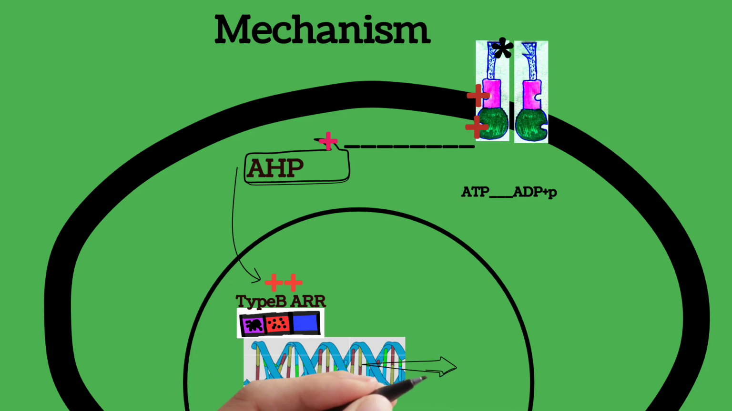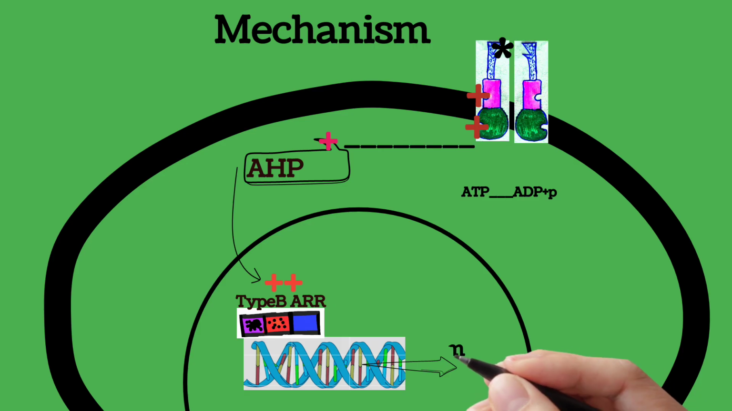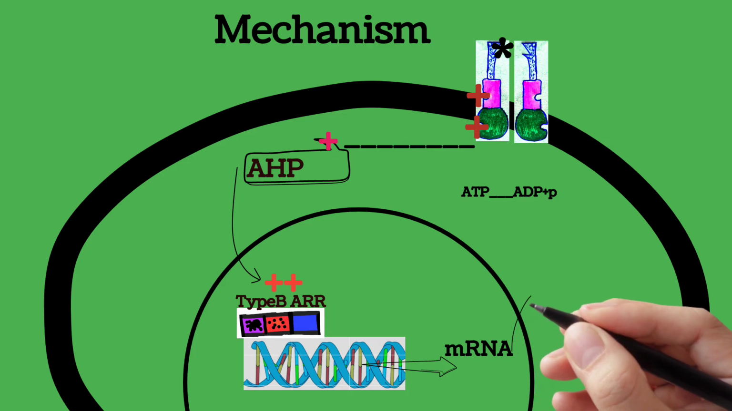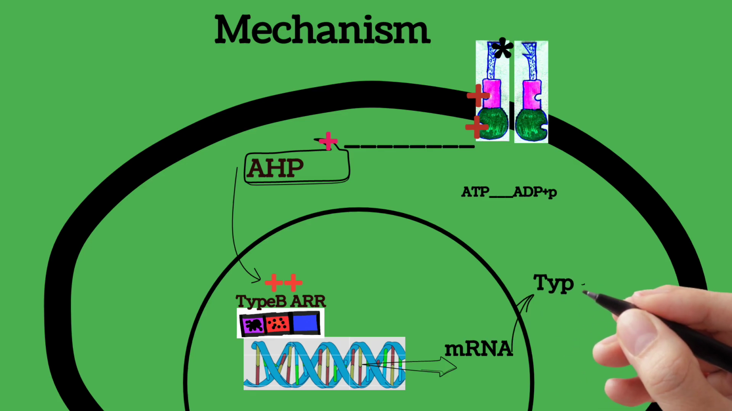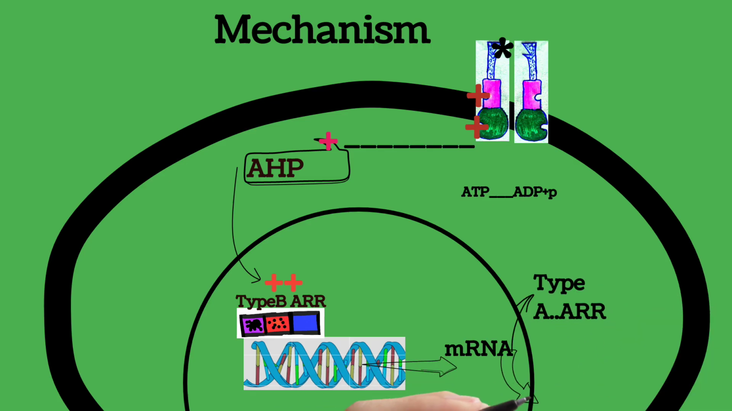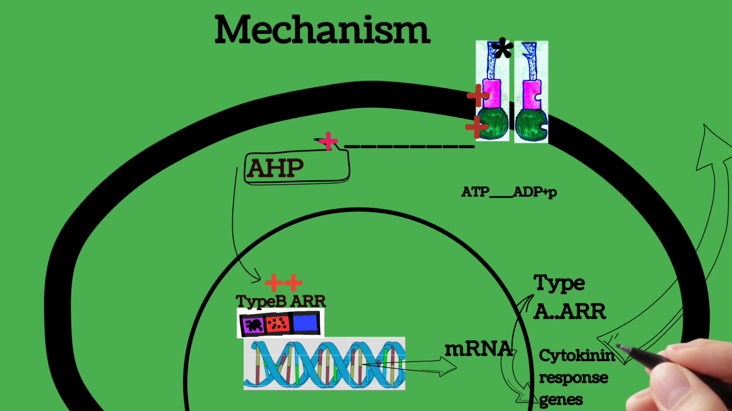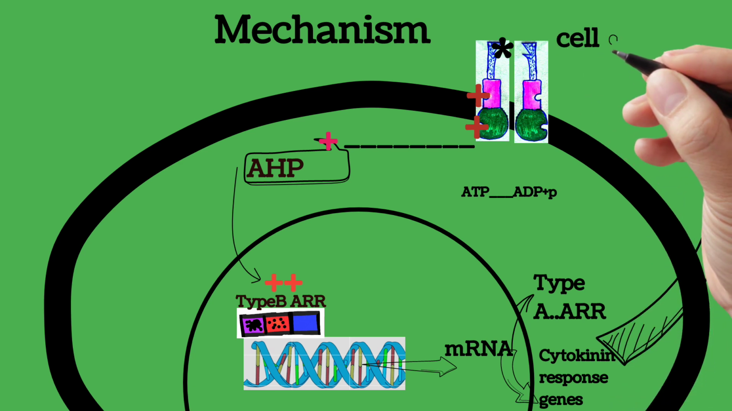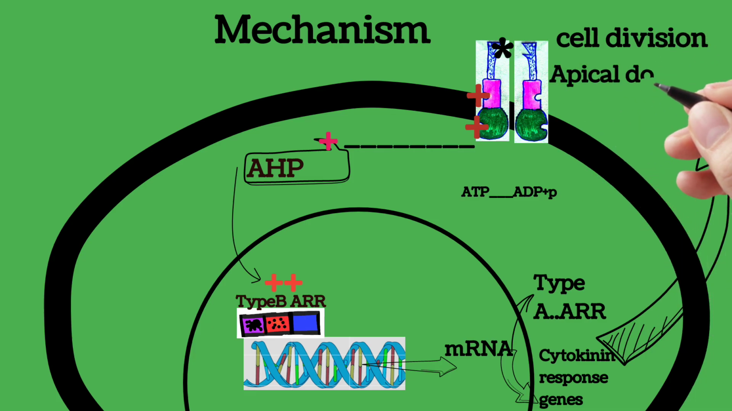The transcription of DNA leads to formation of mRNA, or we can say messenger RNA. Later on, messenger RNA changes into proteins. A very important protein formed in this pathway is known as type A ARR. Some other genes also get expressed, for example, cytokinin responsive genes. These cytokinin responsive genes perform different functions in the plant body. For example, they help in cell division, apical dominance, and also in nutrient allocation.